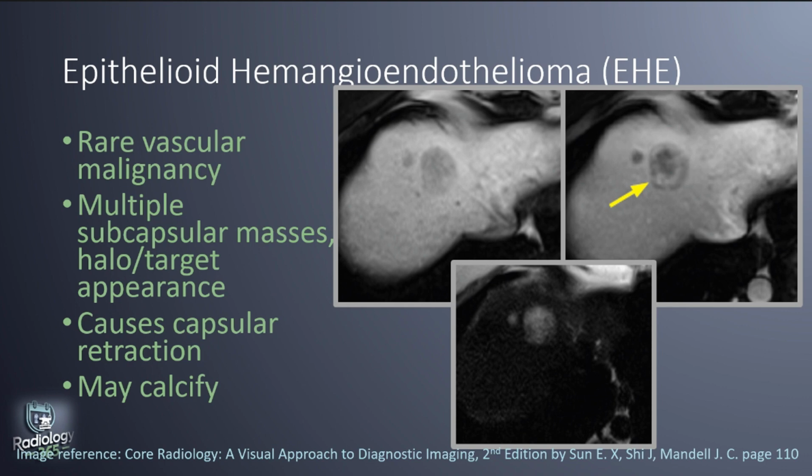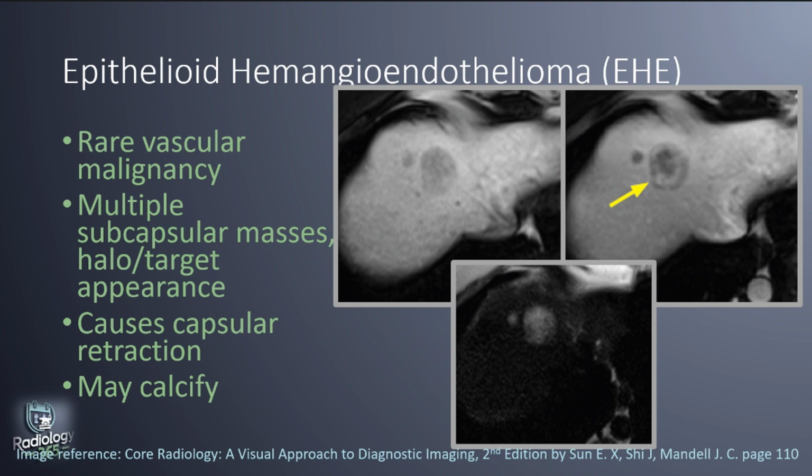It's also one of the few tumors that causes capsular retraction. That's when the liver surface gets pulled inward over the lesion, unlike most tumors that tend to bulge outward. Sometimes you also see calcifications within the lesion. So if you see a subcapsular nodule with a halo appearance and retraction, especially in a younger adult, keep epithelioid hemangioendothelioma on your radar.